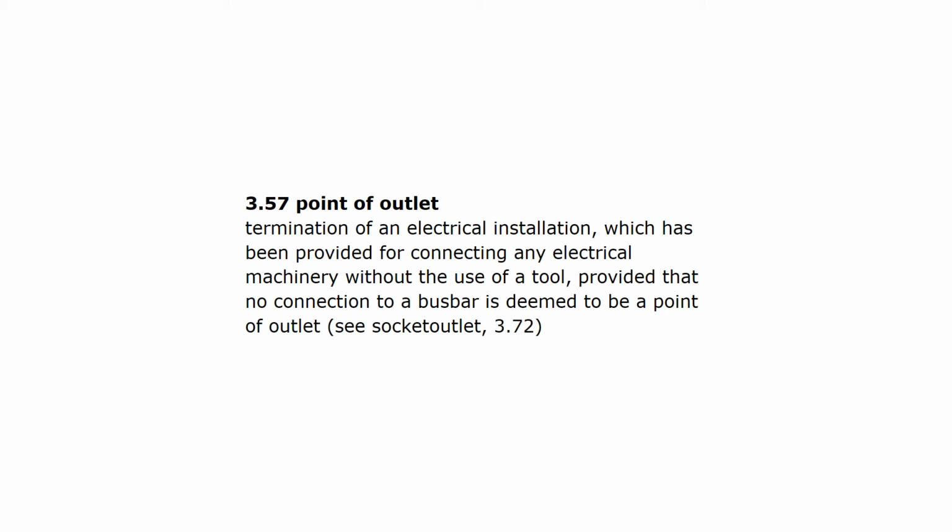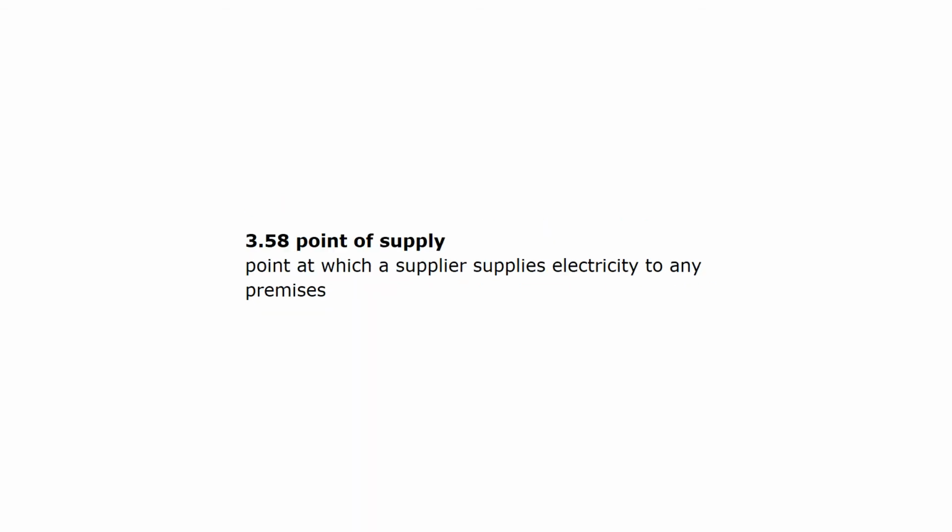Point of outlet: termination of an electrical installation which has been provided for connecting any electrical machinery without the use of a tool, provided that no connection to a bus bar is deemed to be a point of outlet. Point of supply: point at which a supplier supplies electricity to any premises.